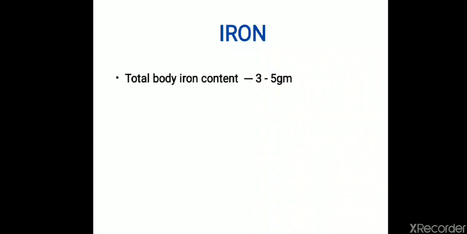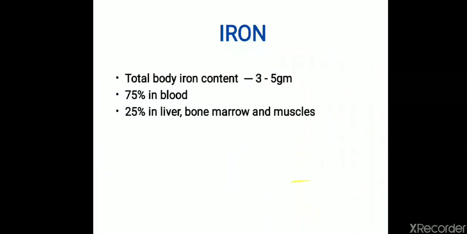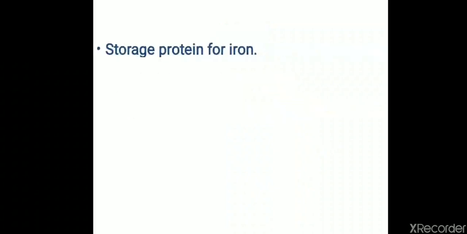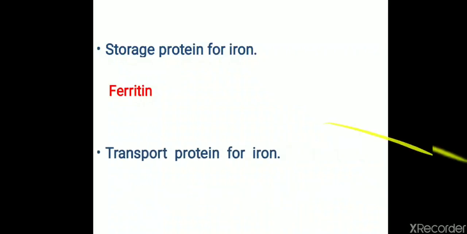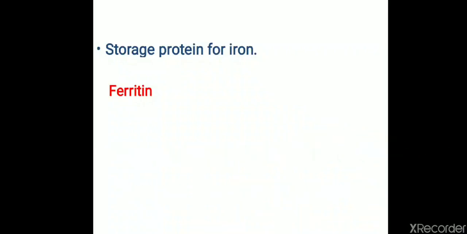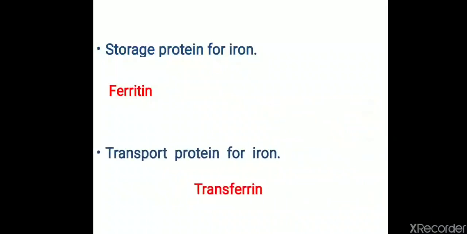Coming to the total body iron content, our body contains 3 to 5 grams of iron. Among this, 75% is present in blood, and the remaining 25% is present in liver, bone marrow and muscles. And just remember these protein names: ferritin is the storage protein for iron, and transferrin is the transport protein for iron.